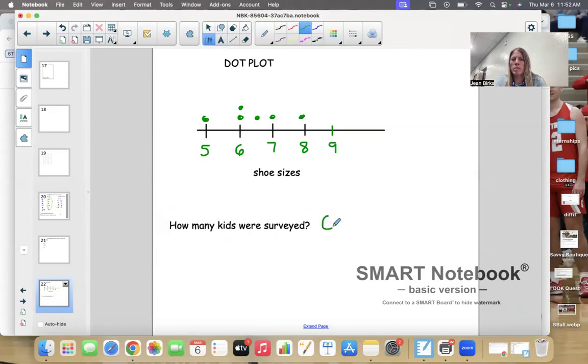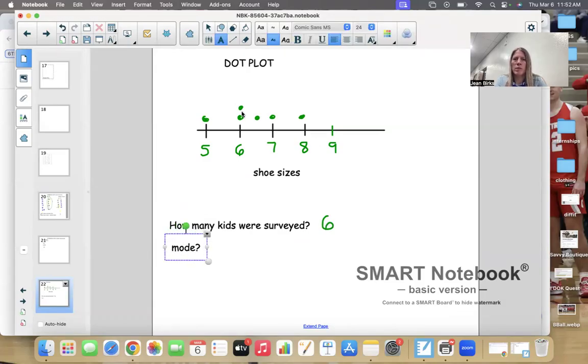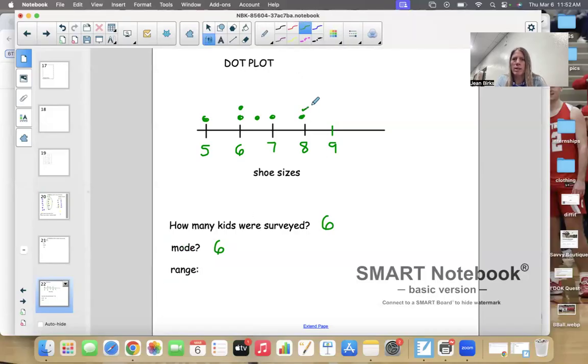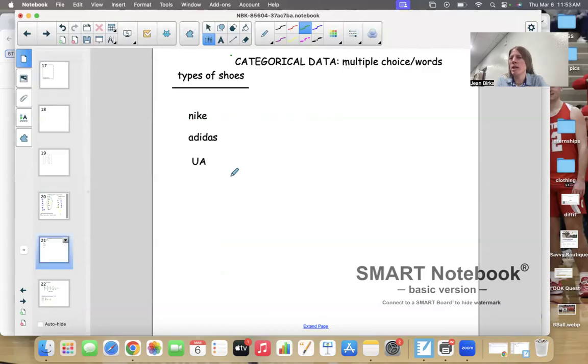6 kids were surveyed. If I asked what was the mode for shoe size, definitely the 6. They had the most dots. If I asked you for the range, it's the largest dot, which is 8, minus the smallest dot, which is 5. Now notice I didn't say 9. There's no dots there. You've got to use your data to answer these. 8 minus 5 is 3. So I made a dot plot out of numerical data. I did not make a dot plot out of categorical data.